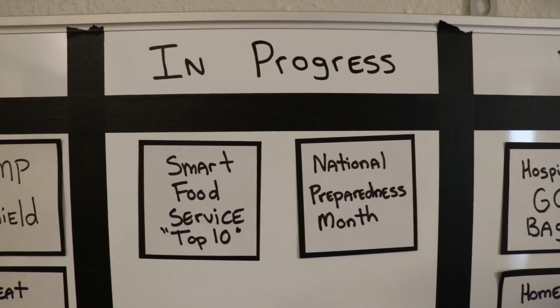So this means that I'm actively working on that particular project and I'm doing the filming for it, I'm doing the narrative of it, I'm doing the editing of it, you name it, everything that it takes to make a video to get it so it's live. So that's the in progress column.